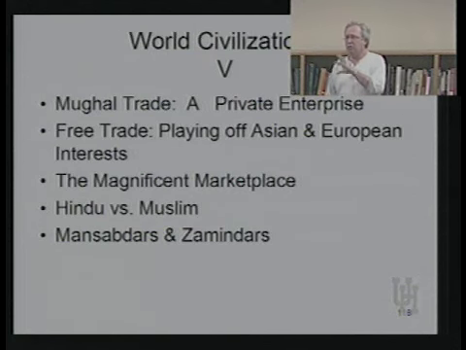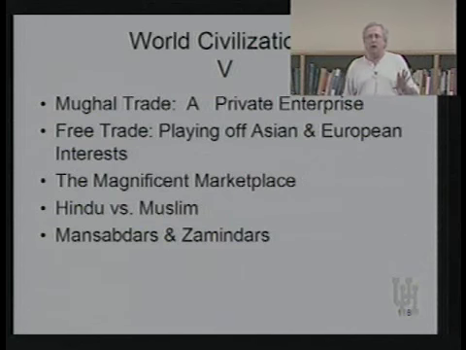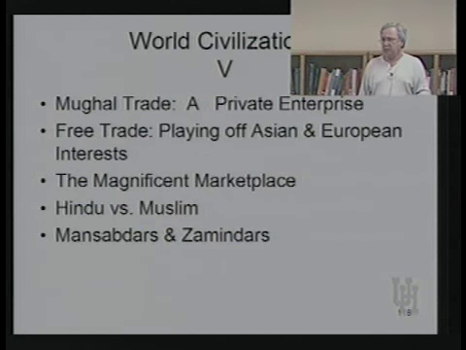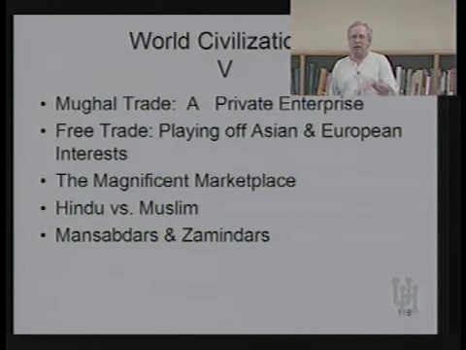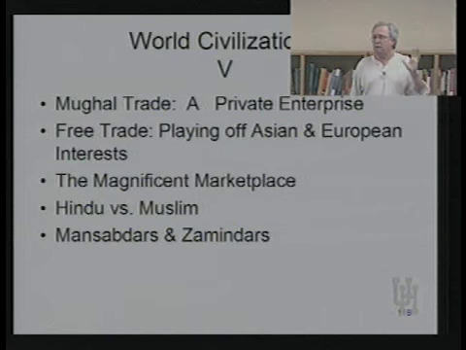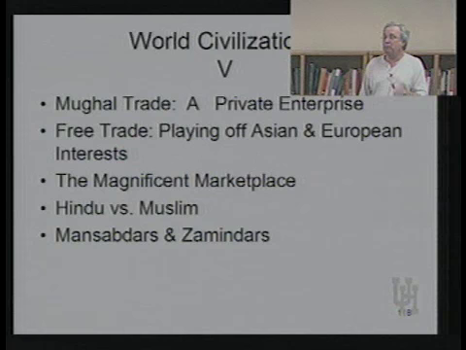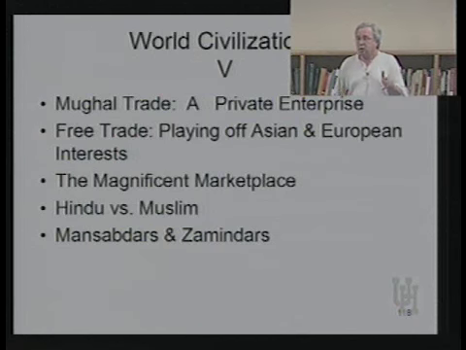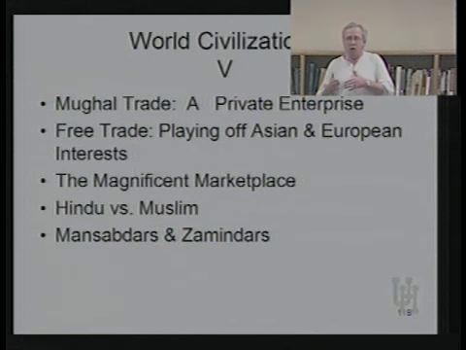I've talked about that before, but it wasn't the only product by any means. All kinds of other products were also being exchanged: silks, horses, various kinds of agricultural products, diamonds, emeralds, you name it. If it was a precious good, it was probably in play as a product of trade in the Indian Ocean.